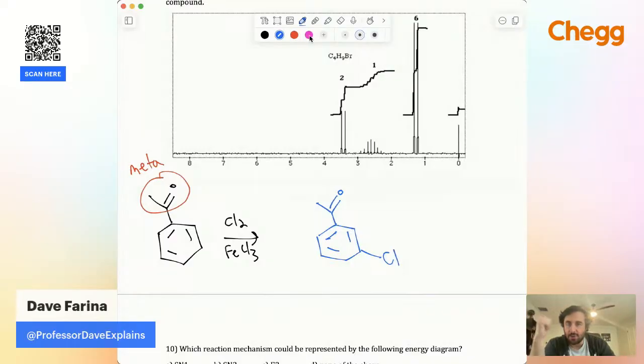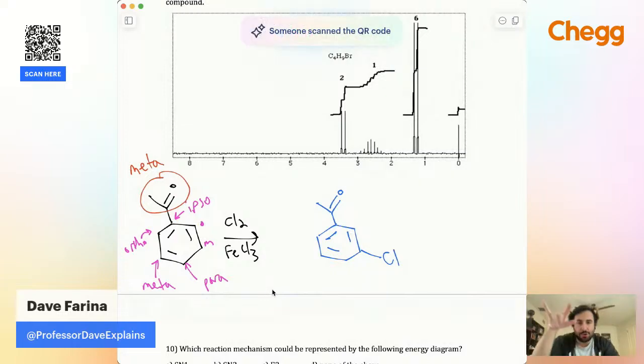Okay. So remember, the carbon that bears the functional group is called the ipso position. This is ortho. This is meta. This is para. This is also ortho. This is also meta. So there are two ortho positions, two meta positions, one ipso, one para.